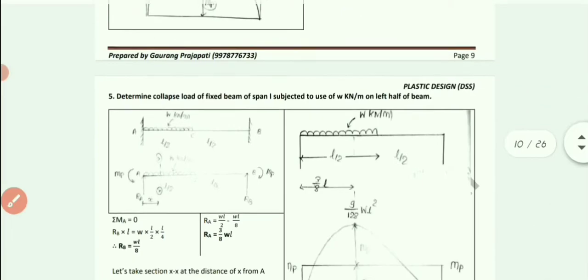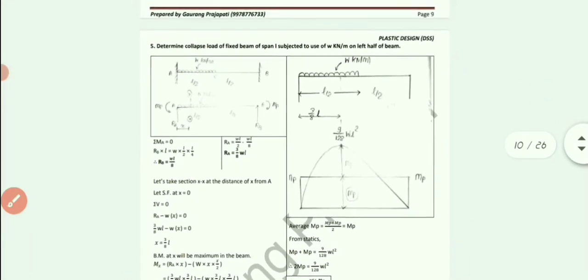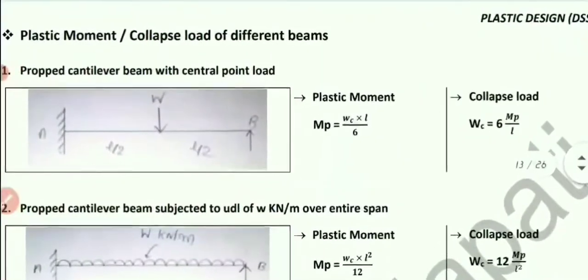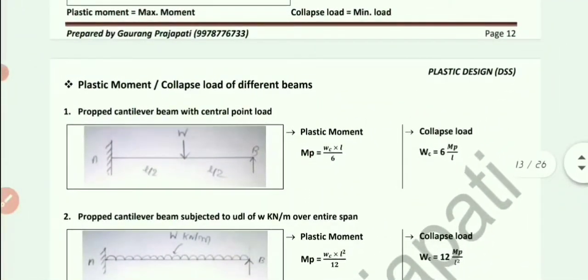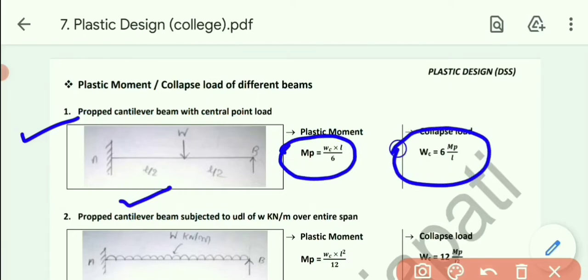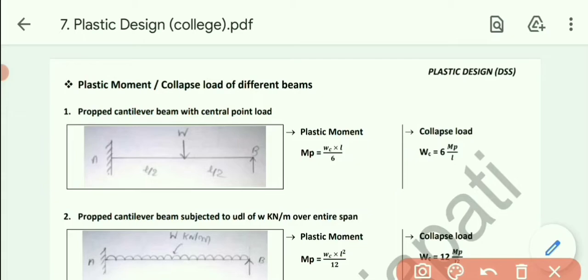Okay, let me show you some of the formulas which we have derived. See, this one is the formula which we derived. First one, prop cantilever beam with central point load. As you can see in the figure, the moment's formula is WL by 6, and the load's formula, that is W's formula, will be 6 Mp by L. We have derived this just before.